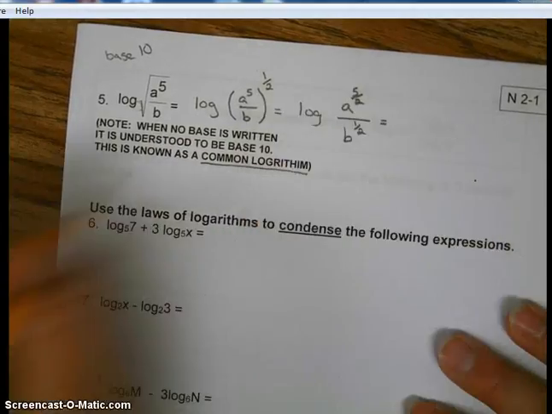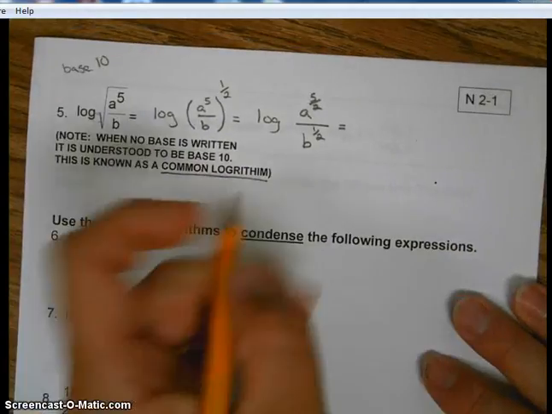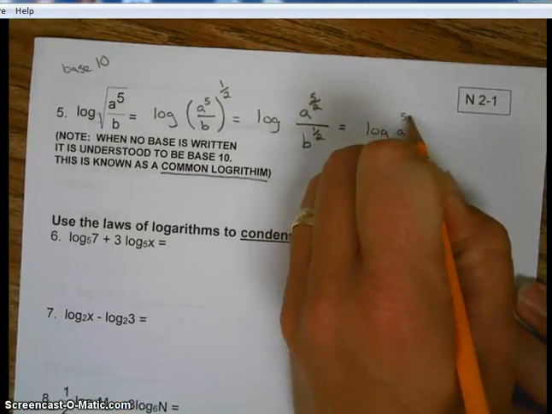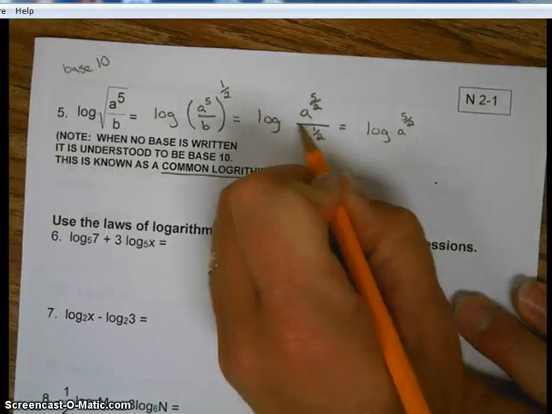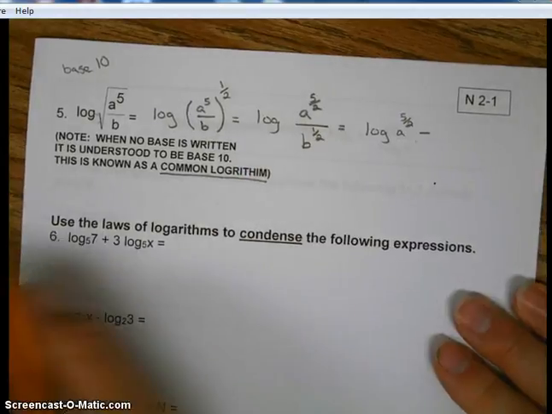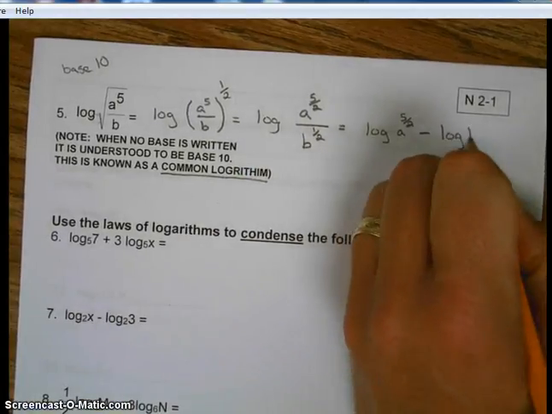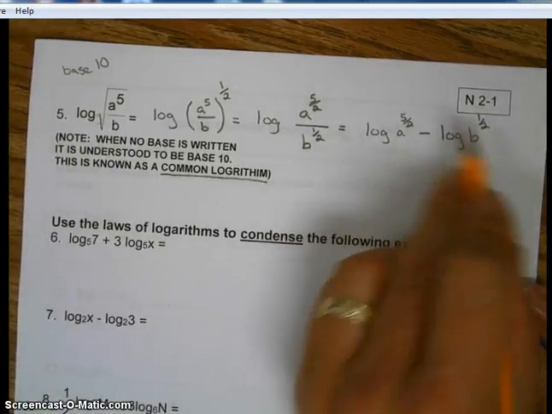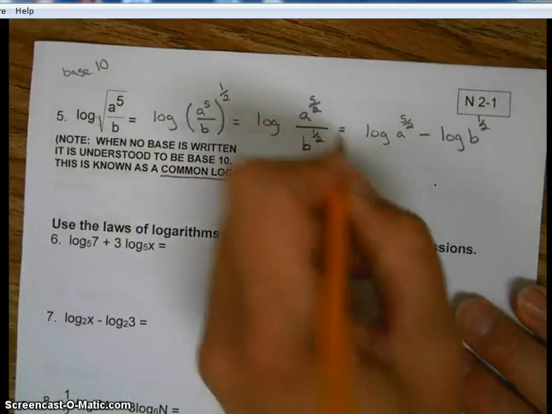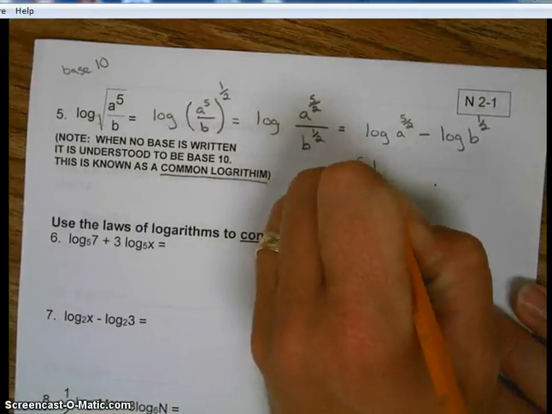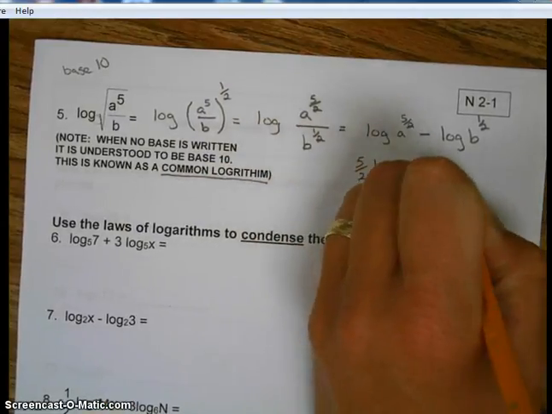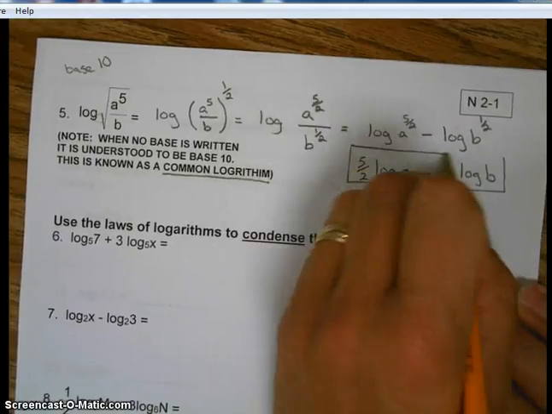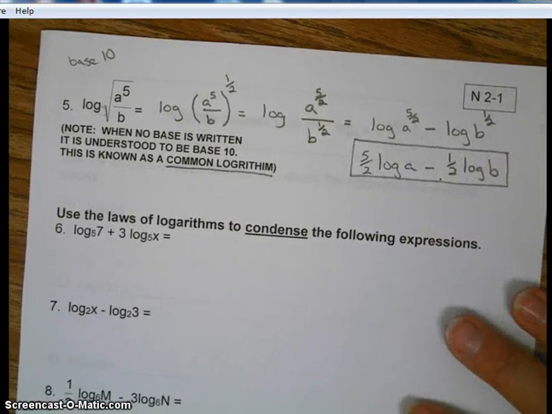Alright, I think I'm ready to start expanding. So we're going to have log of a to the 5/2. Division means to subtract. Log base b of 1/2. And then finally, since we have exponents, we're going to go ahead and use the third law and bring them down front. So we're going to have 5/2 times the log of a minus 1/2 times the log of b. And there you have it.